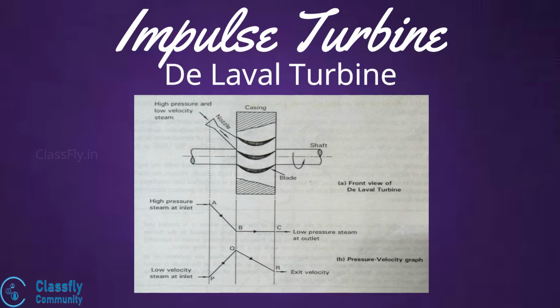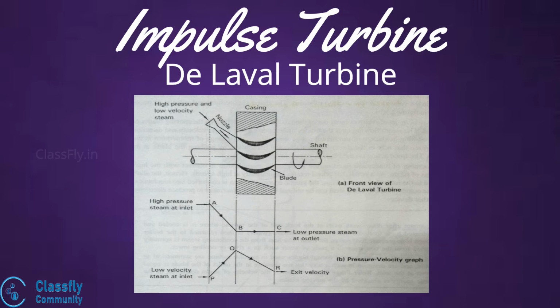This high velocity jet is then directed towards the moving blades of the turbine. The steam flows over these blades. During this, the steam will face a change in its velocity and direction, thereby resulting in a change of momentum. This change of momentum will generate an impulse force that will act in the direction normal, that is perpendicular, to the blades, hence pushing the blades in that direction.